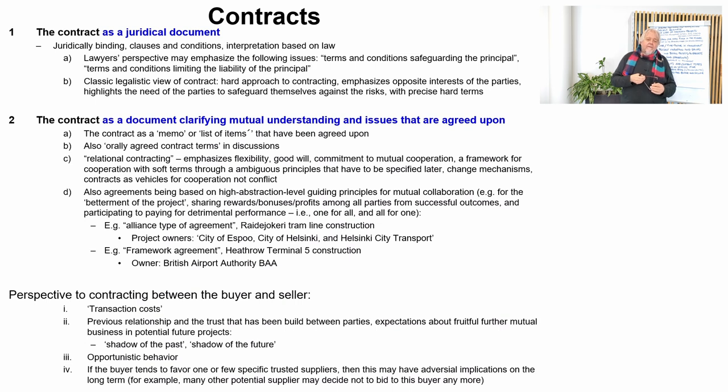The fourth one in the very bottom says that if the buyer tends to favor one or a few specific trusted suppliers, then this may have adverse implications in the long term for the buyer, because the other bidders probably wouldn't like to bid anymore, and the buyer might even miss some opportunities for innovations and so on with some new suppliers, if they would like to select at some point in time some new and fresh suppliers to work for them.